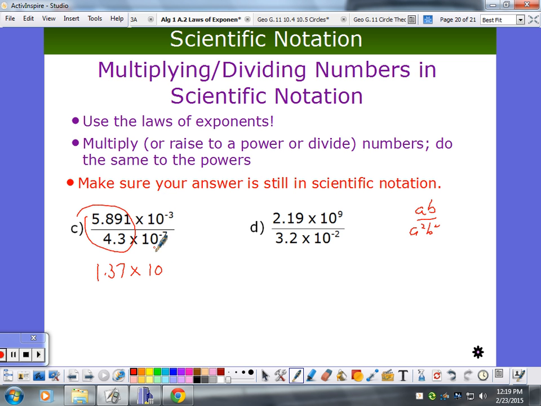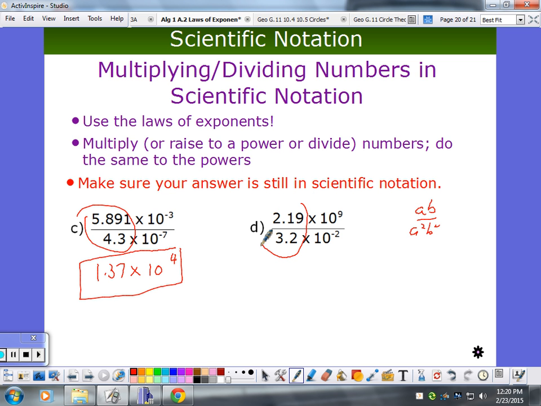What do you do if you have the same power and you're dividing? Minus 3 minus negative 7. That's a 4. Is that in scientific notation? Yeah. Oh, it is. I'm done. Woo! Done. Let's try this one.